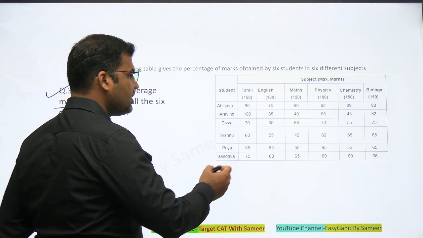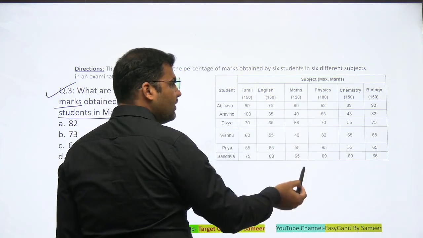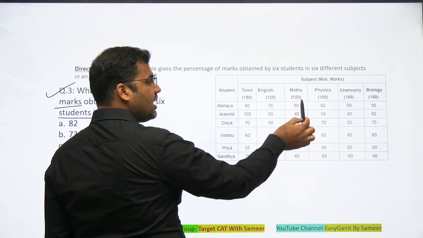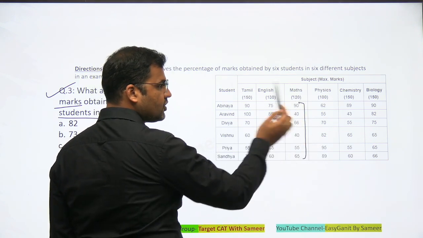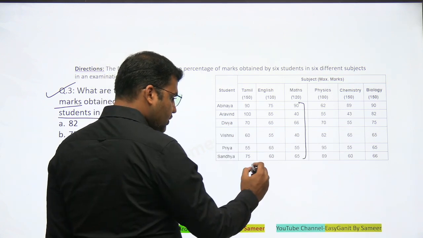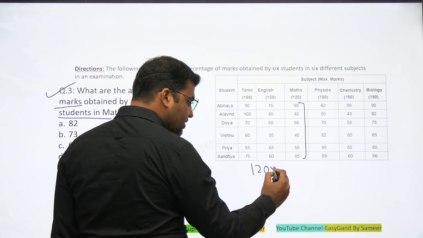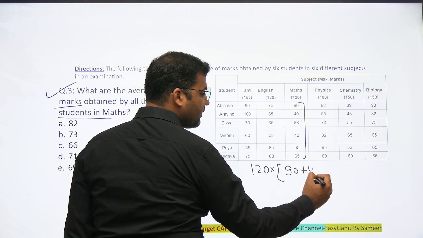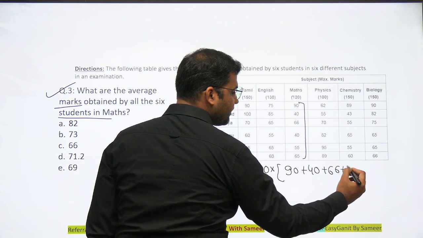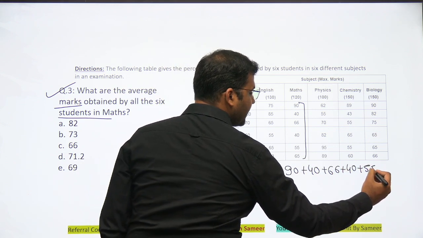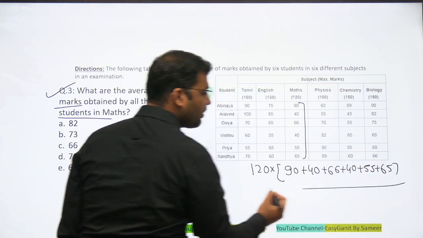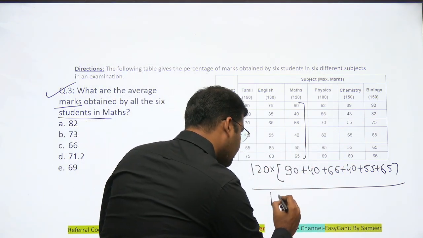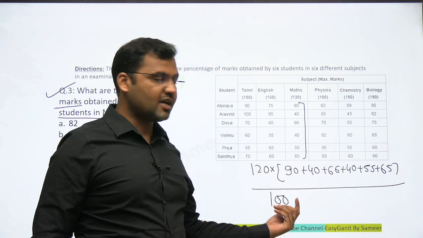But do you see that? Instead of finding the 90%, I know that ultimately I need to find out all these percentages of 120 and add them up. So instead of finding the individual percentages, why don't you simply add these percentages, which are 90 plus 40 plus 66 plus 40 plus 55 plus 65, and do not do this calculation at this moment. These are the marks I will be getting, and because all of these values are in percentages, I need to divide it by 100.